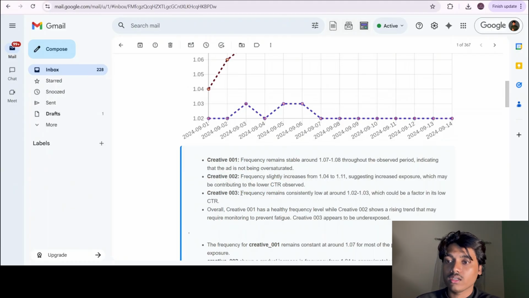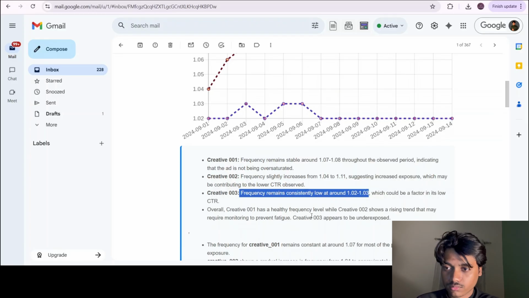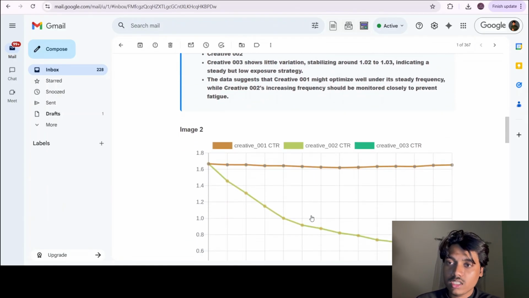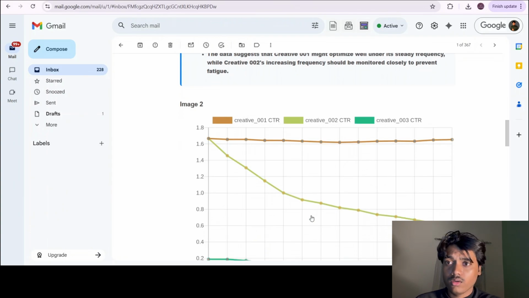Then for the CTR creative 3, it is saying that frequency remains constantly low at around 1.02 and 1.03, which could be a factor in its low CTR. This is the description. Then this is the second image which is generated for the CTR.